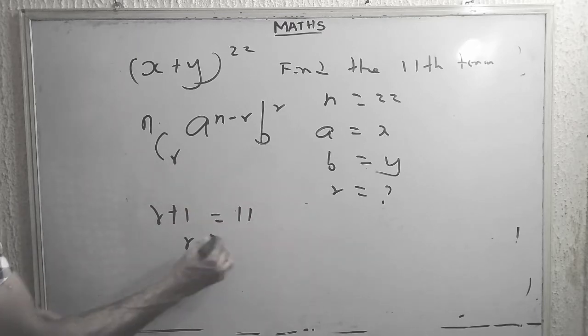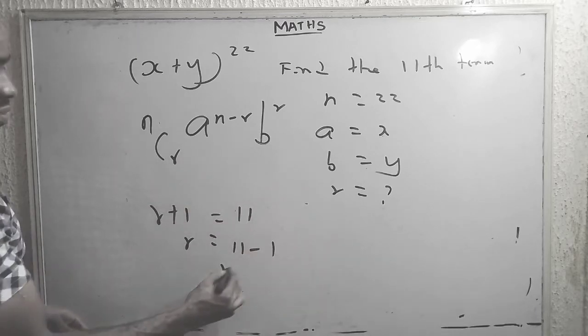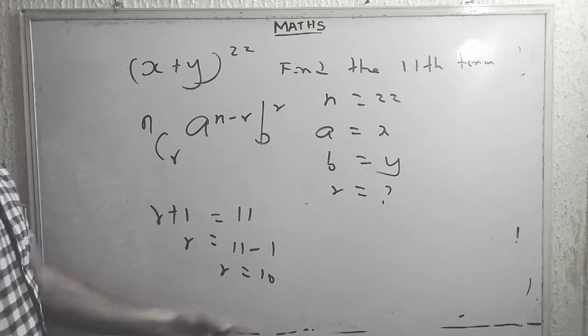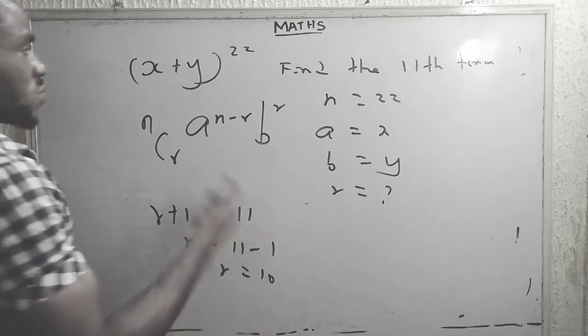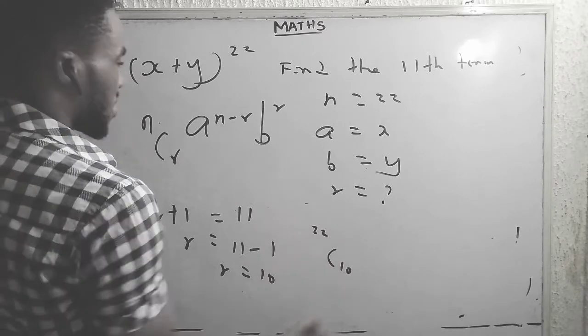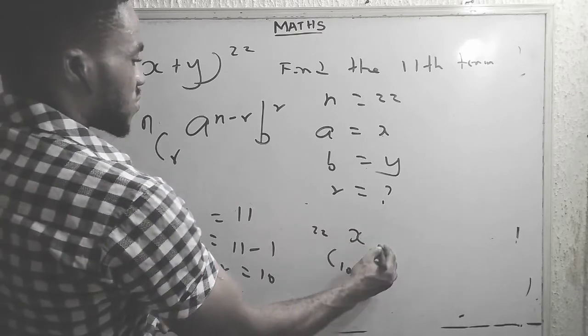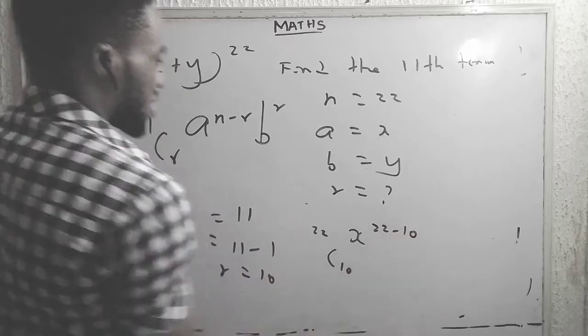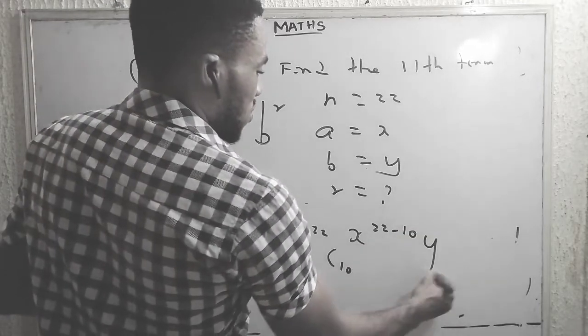Moving this one over, I have r is equal to what? 11 minus 1. r is equal to what? 10. We found it. Now to get the value of the 11th term, what do I have to do? I will have 22 combination 10. I will have x raised to power 22 minus 10. Then I have y raised to power 10.